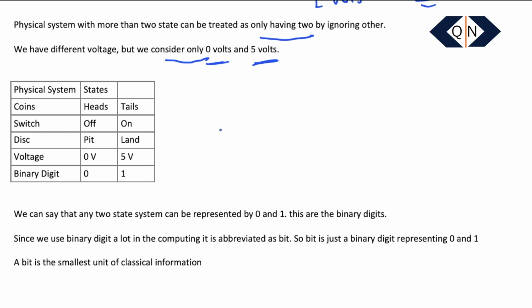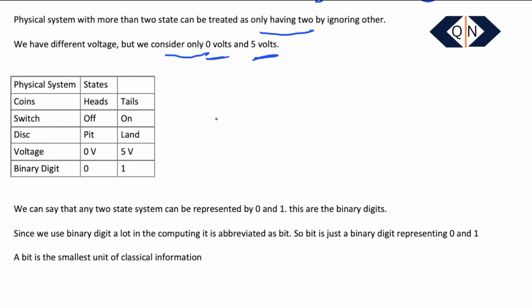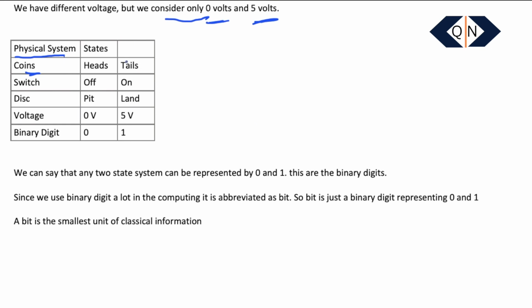Okay, so let's see this table. Suppose there is a physical system. First physical system is coin. Okay, so it has two states, head and tail. Suppose we are talking about a switch, bulb. So it has two states, off position and on position. If we have a disk, then it has pit or land. If we have voltage, then it is 0 volt or 5 volt.